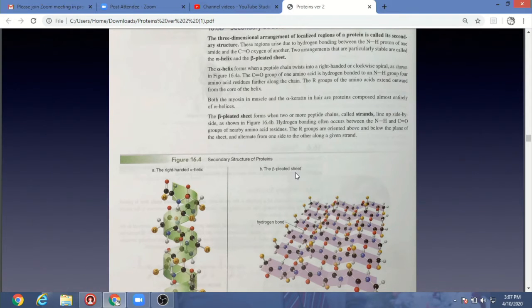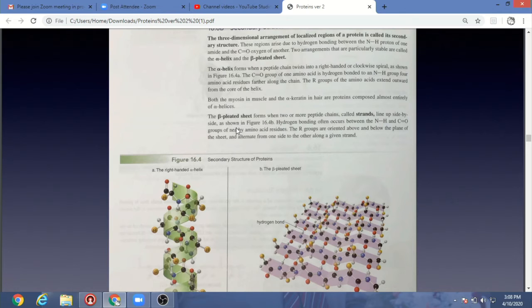Now, the beta pleated sheet is also due to hydrogen bonds, but in a slightly different way. The beta pleated sheet forms when 2 or more peptide chains, which we call strands, are attracted to each other, or they line up side by side like this. Like you have a peptide chain here, a peptide chain here, a peptide chain here, a peptide chain here, and they're all lining up side by side like this. Then they form this pleated sheet.